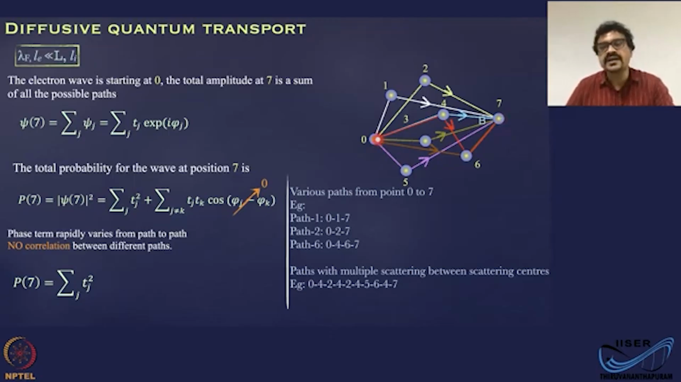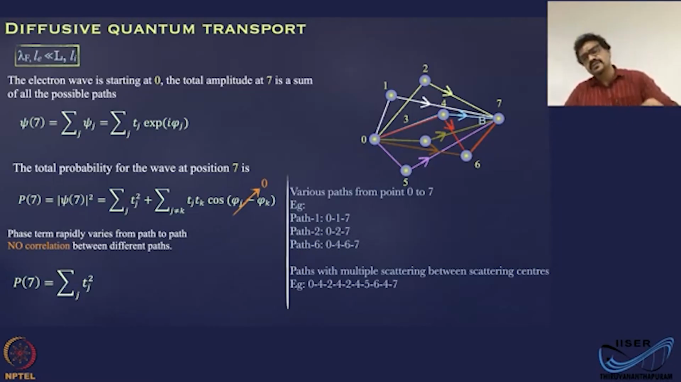As you can see from this cartoon, there are many paths the electron can take from 0 to 7. For example, I have labeled 7 possible paths out of many. One goes from point 1 to 7, point 2 to 7, point 3 to 7, point 3, 6 to 7, and so on. There are also paths where it can undergo multiple scatterings between points. For example, 0 1 7, 0 2 7, 0 4 6 7, but you can also have 0 4 2, again 4, again 2, again 4, again 5, 6, 4, 7, in a completely random manner. You can undergo a lot of scattering events and reach 7 eventually.